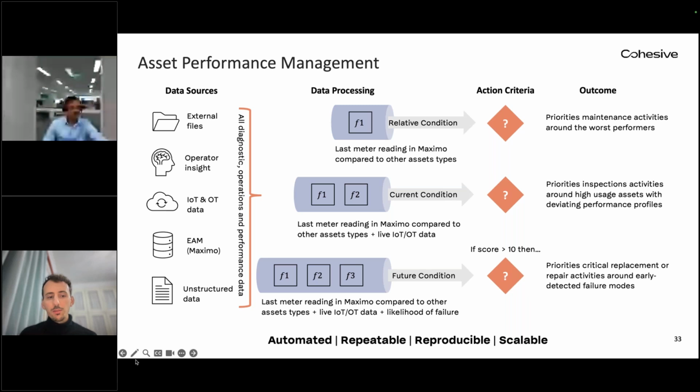However, if we start progressing and start incorporating some of the newer data sources that we can get our hands on, an assimilation between IoT and OT data, as well as some other unstructured information, such as operator insights. And now with the leverage of large language models, we can take arbitrary text, commentary, notes that have been made, dictations, and use that to try and quantify and better understand what the current condition of an asset is.